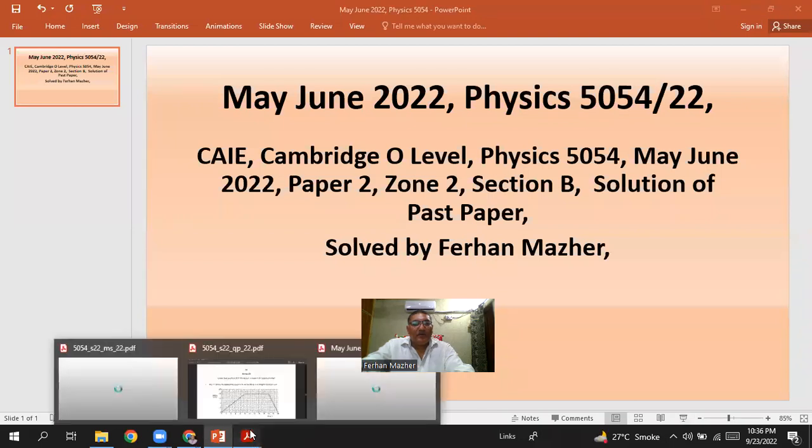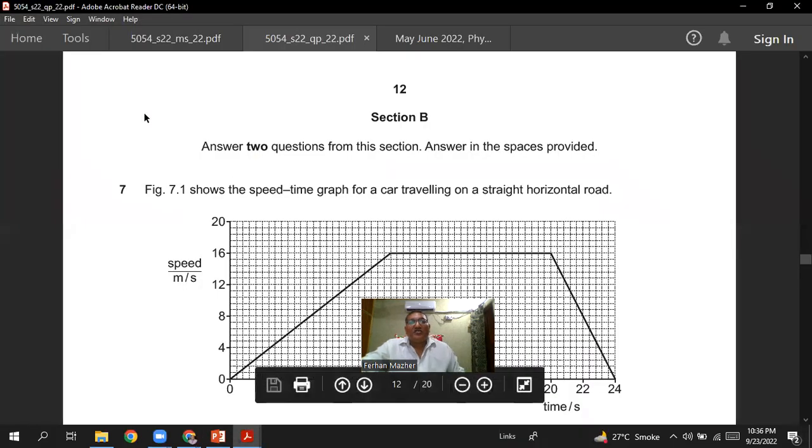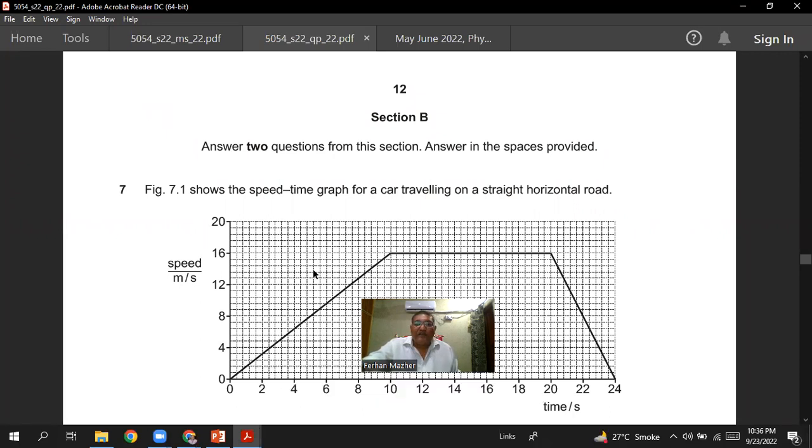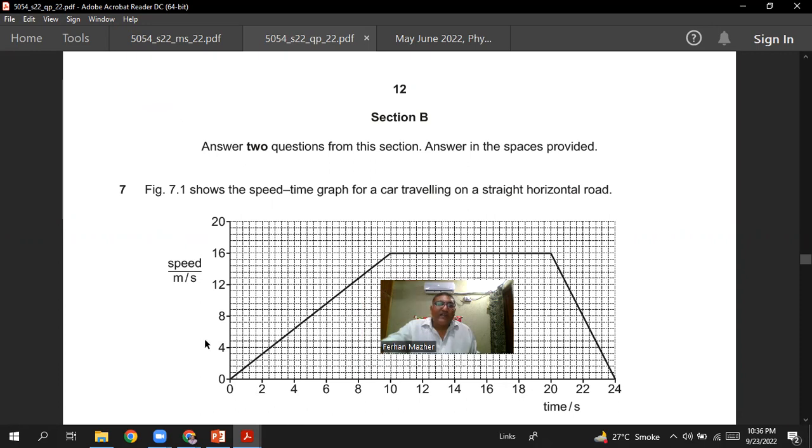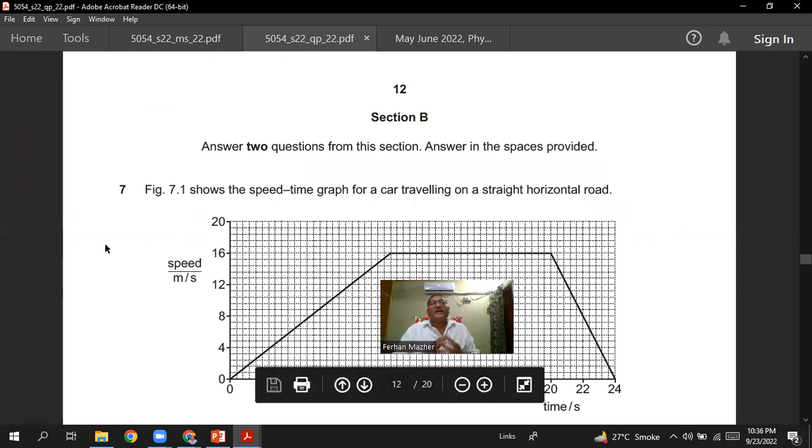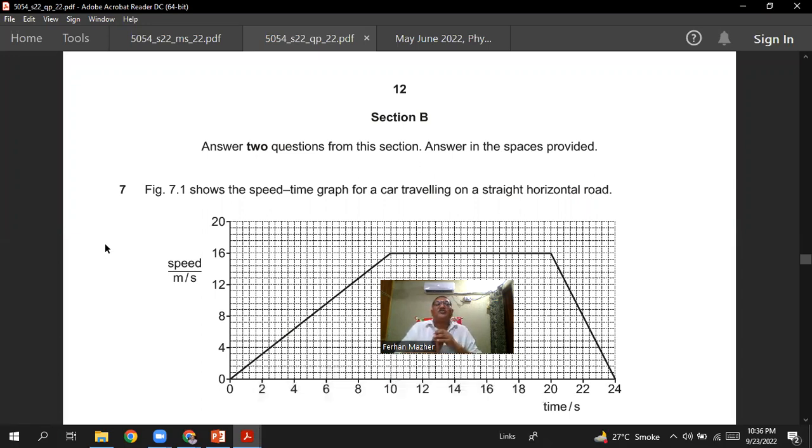Here we go. Okay, so this is May June 2022. The section B of this paper is showing up on your screen, and you can see question number 7. Figure 7.1 shows the speed time graph for a car traveling on a straight horizontal road. So it's a speed time graph.